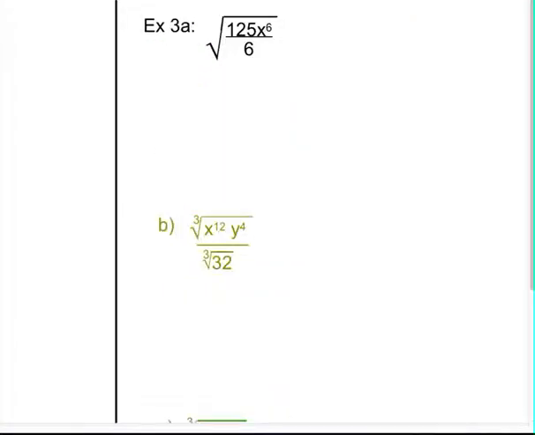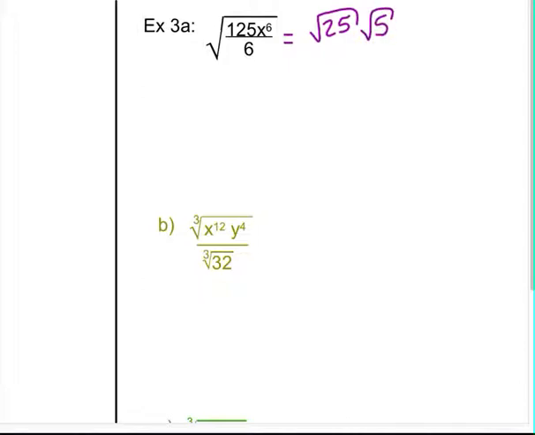So let's take a look at working with some ratios under radicals. All right, so our first one, we have square roots, so we're used to seeing this. So I'm going to split these up as perfect squares. 25 times 5 gives me 125.